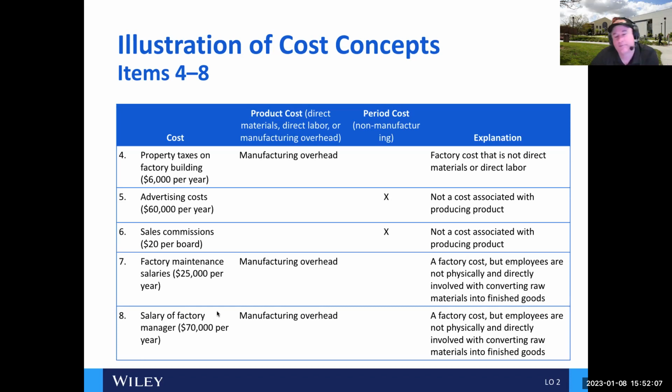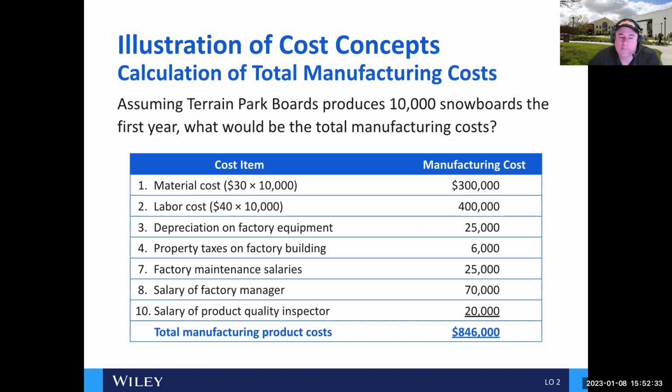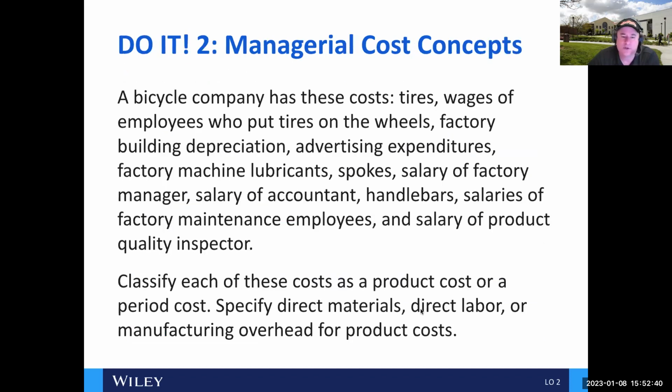Salary of factory manager, manufacturing overhead. Cost of shipping boards to customers. This can also get people confused, but it's a sales cost, because if I'm shipping it to a customer, that's part of the sale. It's not part of the product cost. The salary of the product quality inspector, that's going to be part of factory overhead. So over here, manufacturing costs. We're just isolating these. I've got a couple of different questions that I went through and did on this.